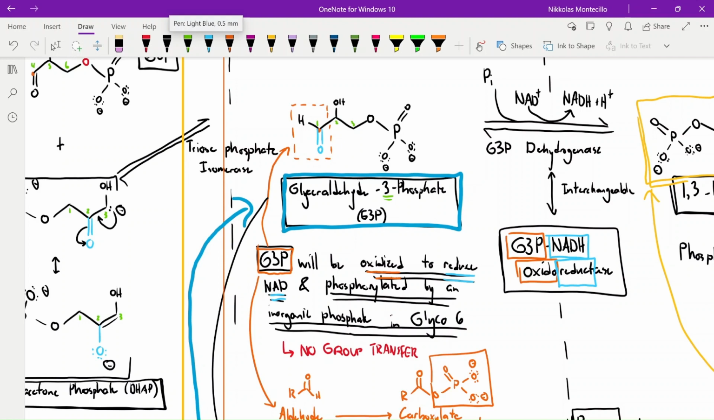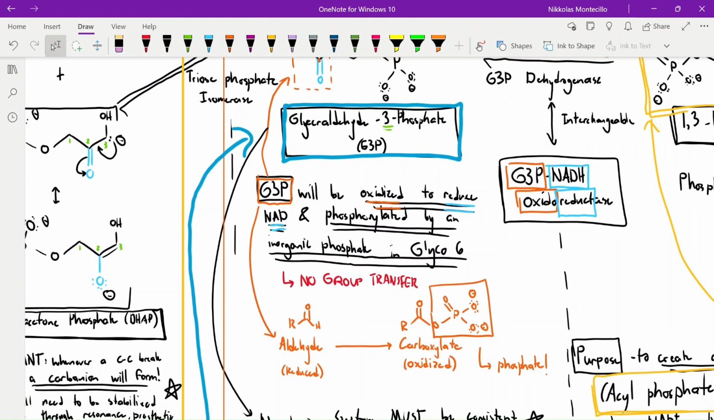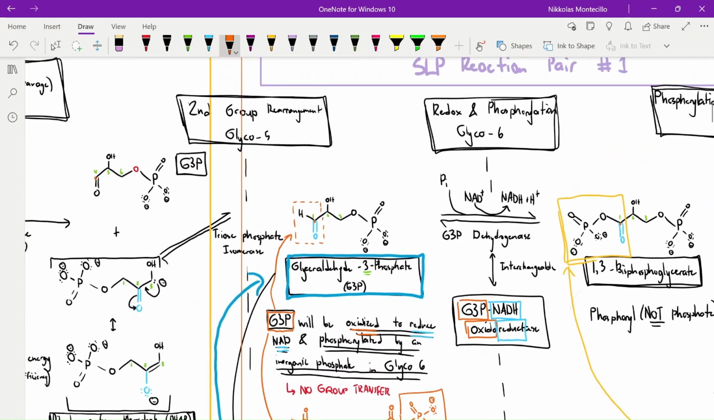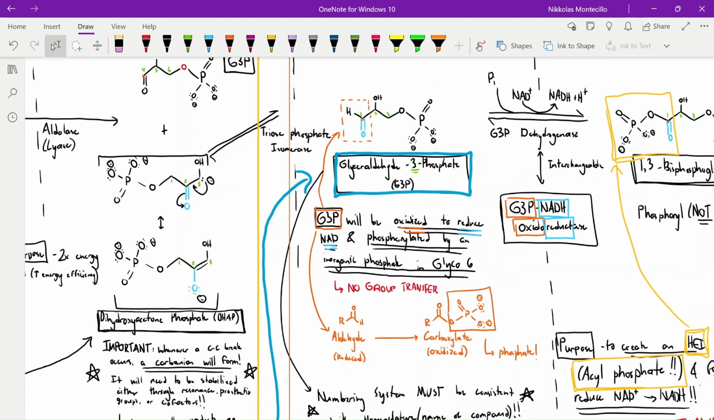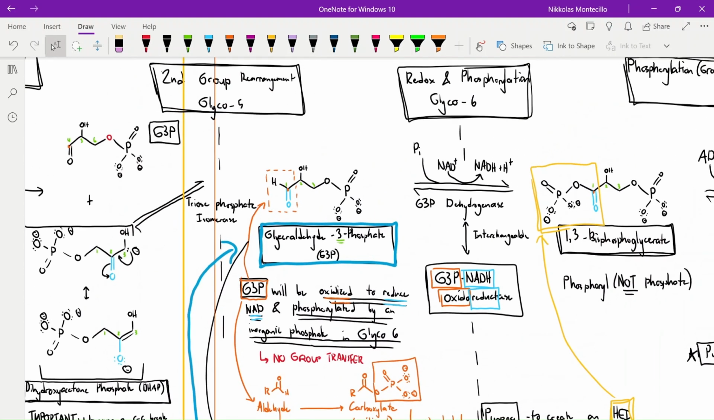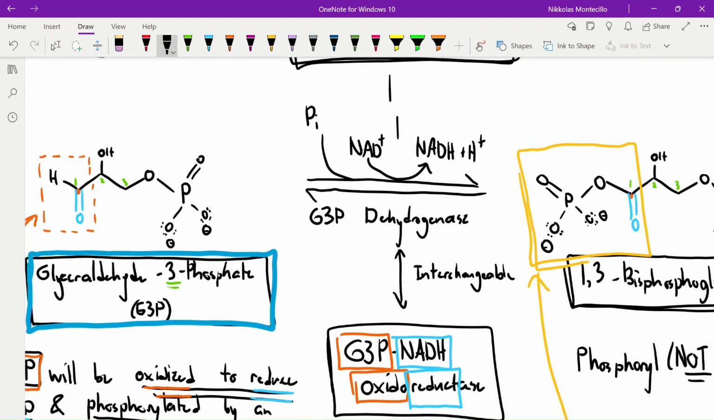Right? So in the case of G3P, an aldehyde, currently in its reduced form, will become a carboxylate ion because a phosphate will be placed. Remember, we don't want to consider this as a kinase reaction. The enzyme that facilitates the reaction for Glyco 6 is a dehydrogenase, not a kinase, because that inorganic phosphate just incorporates itself into the overall molecule on its own. Okay. So we see here that NAD is reduced to NADH plus a hydrogen atom. And this occurs twice, okay?